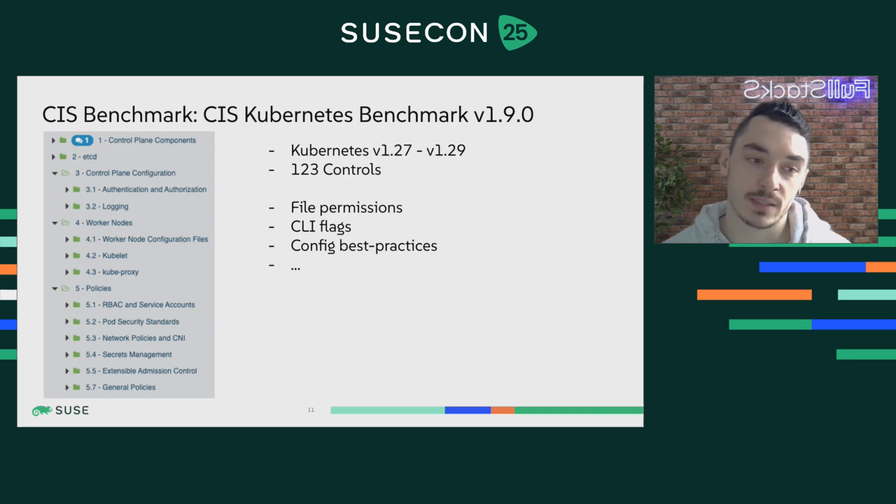In a nutshell, on the left-hand side, you see the folder structure of such a CIS benchmark. Usually they are grouped together in domains and subdomains. In that case, for example, it's split into the domain of etcd, the control plane configurations, worker node configurations, and an arbitrary set of policies, which underneath are split into subdomains focused on the parent domain. So for example, we have authentication, authorization, and logging for the control plane.